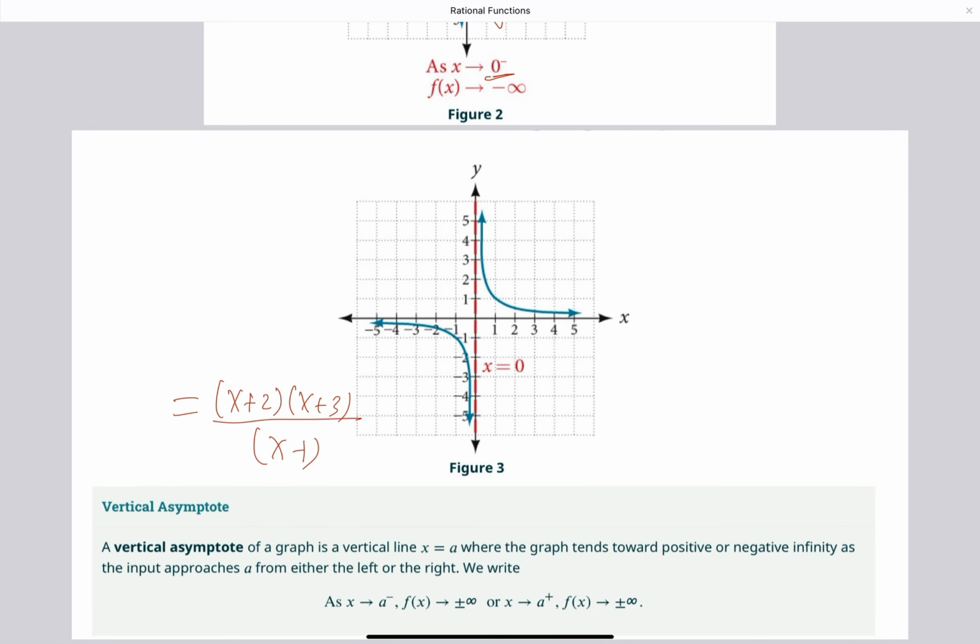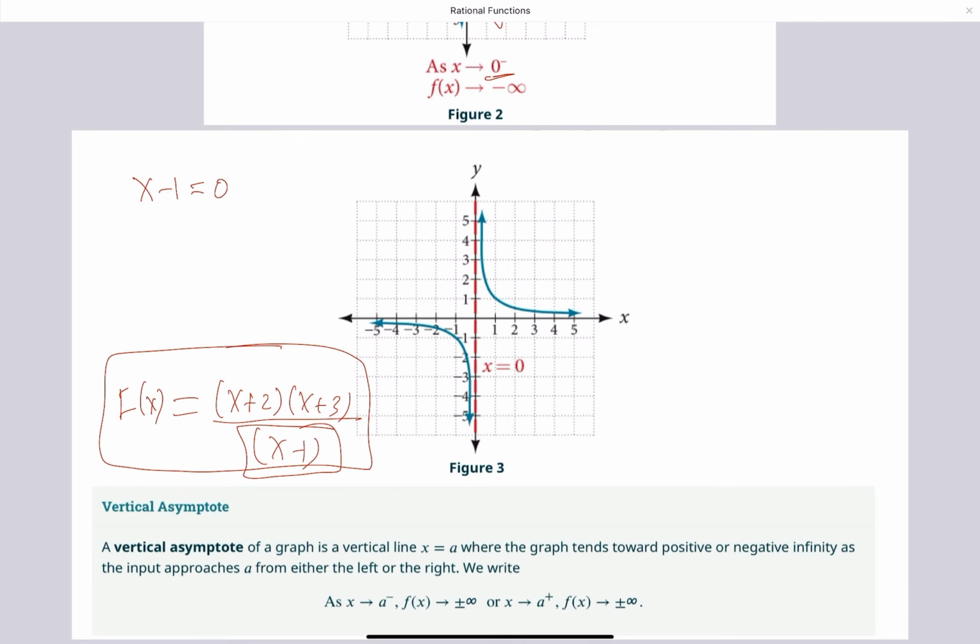But let me show you what I mean by a vertical asymptote when you don't have a graph. Let's say you're just given this function and you're asked to find the vertical asymptote. So what do you do? You simply take the denominator, which is x minus 1, and you set it equal to 0. Then we simply have x equal to 1, and that's your vertical asymptote. It's that simple.